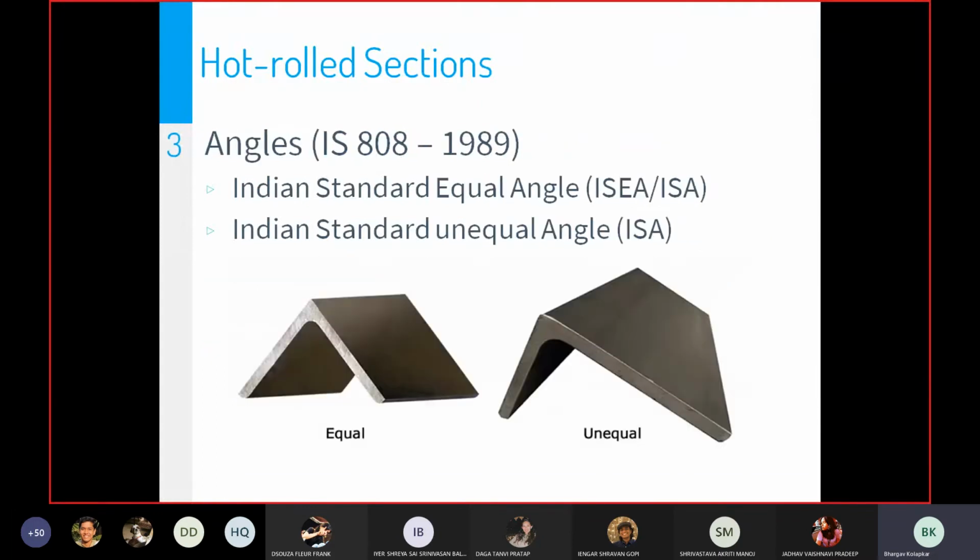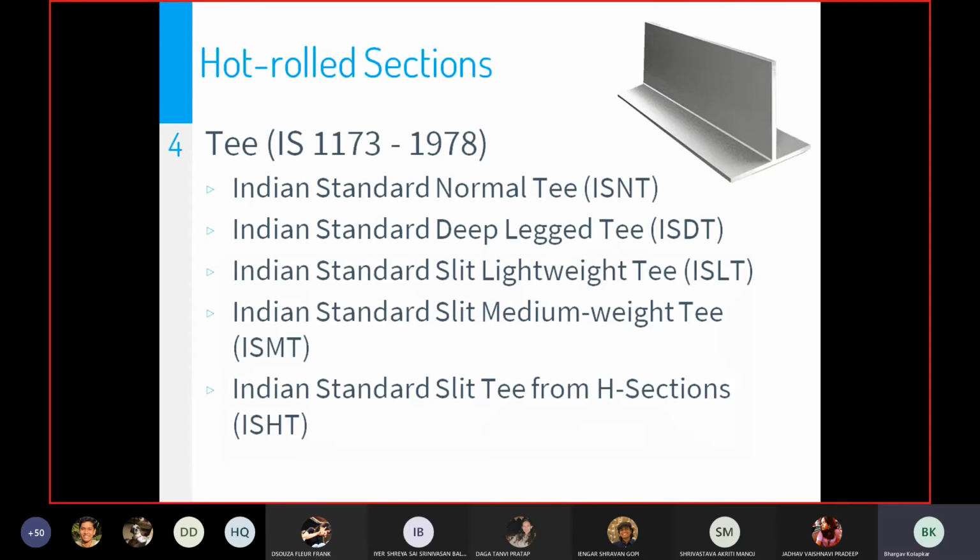Then we have angles. These are very important in any structure. You'll find angles in a lot of structures. So we have Indian Standard Equal Angle, meaning that both the legs are of the same length, and then Indian Standard Unequal Angle, so different lengths. It's self-explanatory. Then we have T sections.